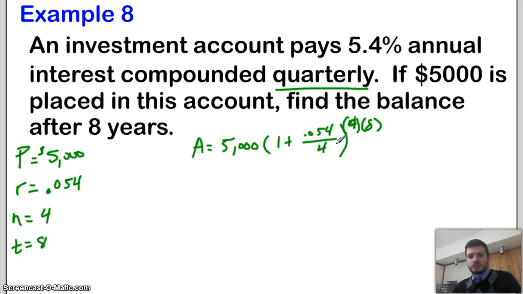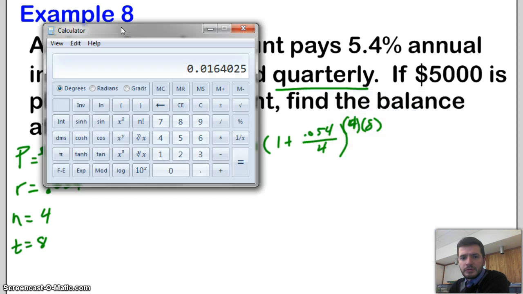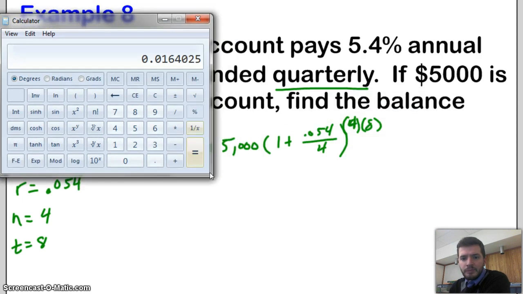Okay, so we're getting somewhere. In this case, I can do a little simplification. Let's start with 0.054 divided by 4. So 0.054 divided by 4 is 0.0135. So that's what this is going to be. So I can go ahead and add 1 to that as well. So again, that's just plus 1.